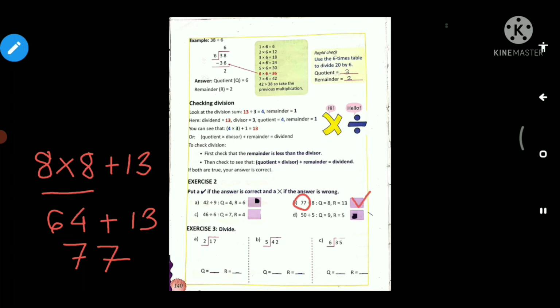Okay, so like this only you have to do C part and D part in your classwork copy. Okay, so I hope that you have understood how we can check our division, whether it is correct or wrong.